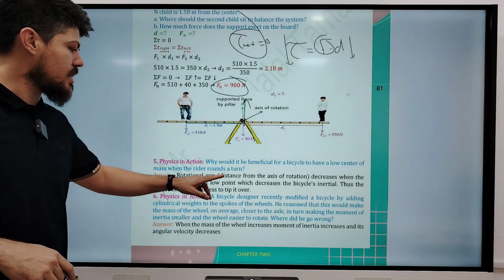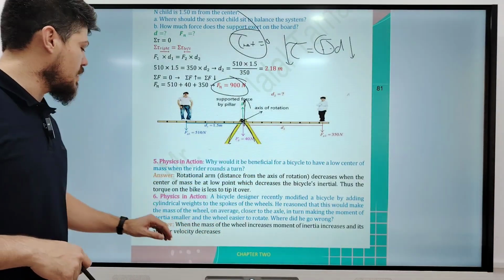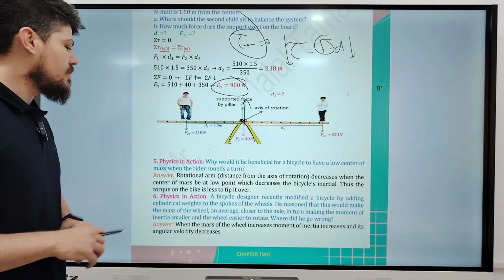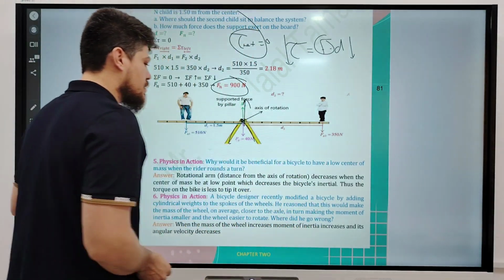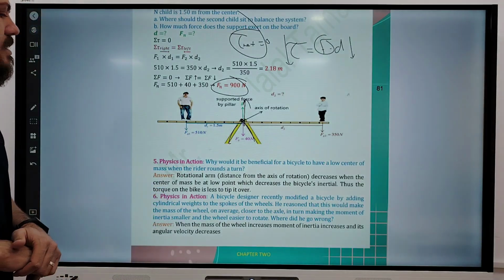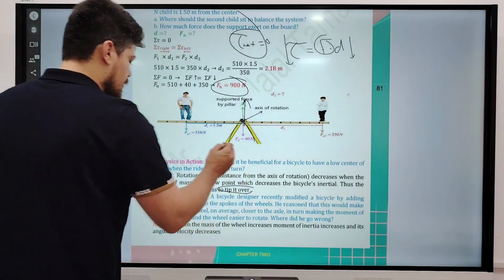Okay? Because the rotational arm distance from the axis of rotation decreases when the center of mass is at a low point, which decreases the bicycle's inertia. So the torque on the bike is less to tip it over.